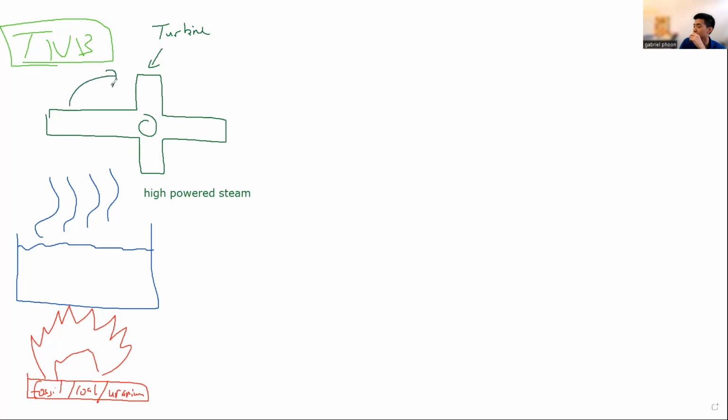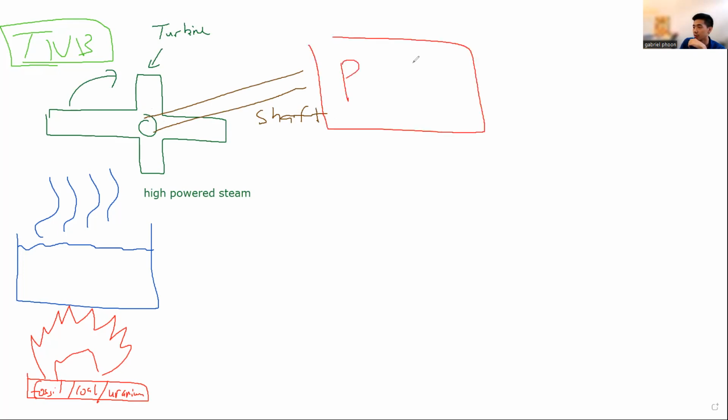And this turbine will continuously spin. This turbine is connected to a shaft, which is just a fancy term for a very long metal stick. And this shaft is connected to another power generator here. This power generator will convert kinetic energy into electrical energy, which is how we get our electricity.